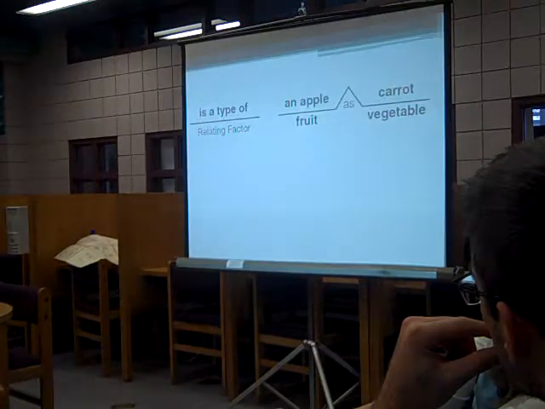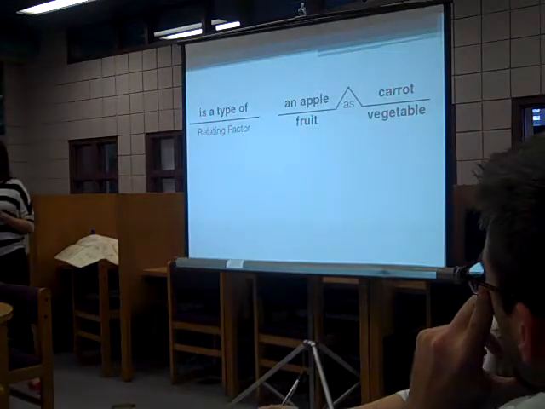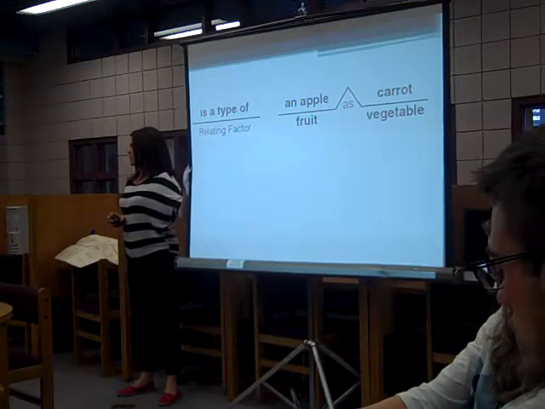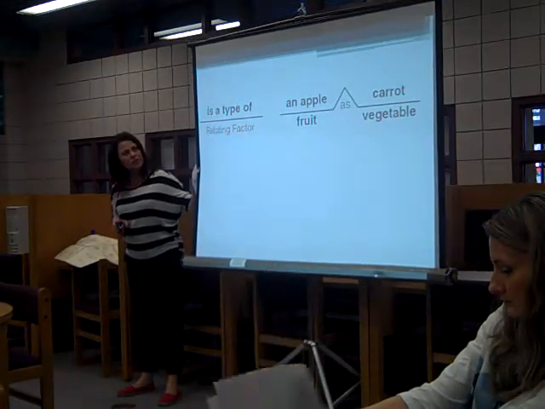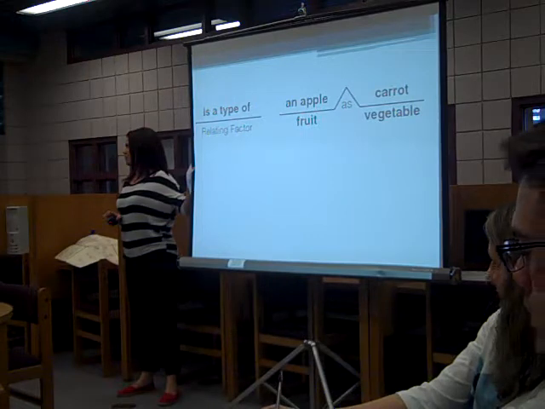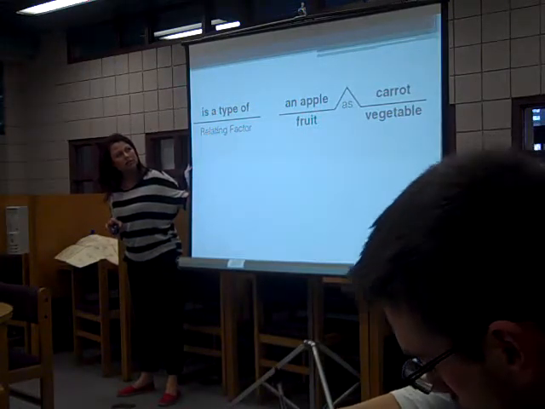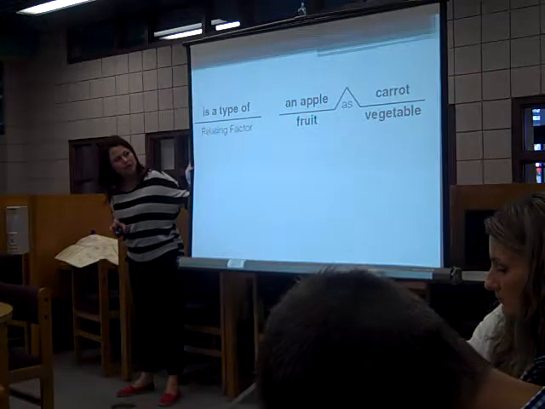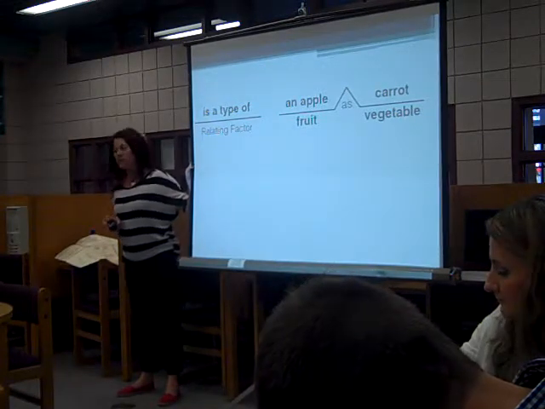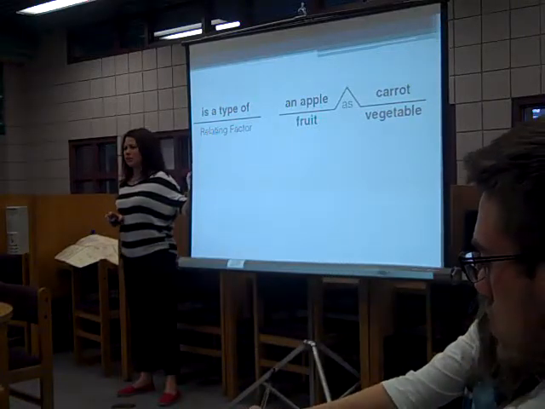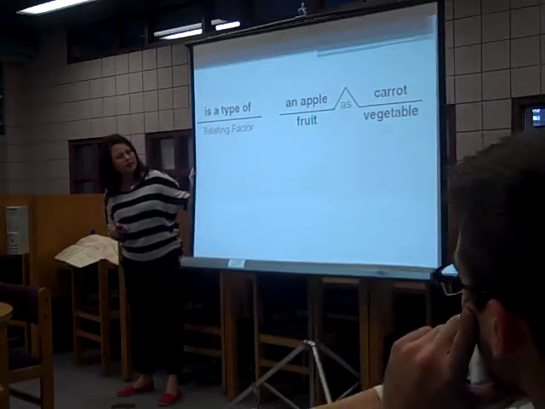Okay. So this is a really simple one, but now you can see what a relating factor might look like. Here the relating factor is "a type of." So you could say an apple is a type of fruit as a carrot is a type of vegetable. So you see the similarity there. You see the analogy.